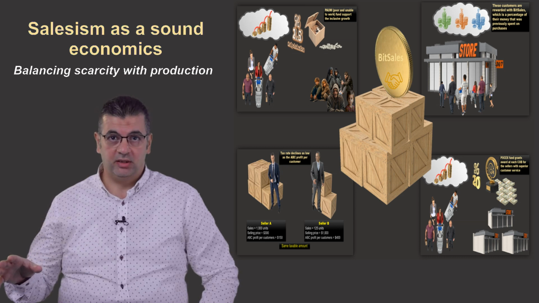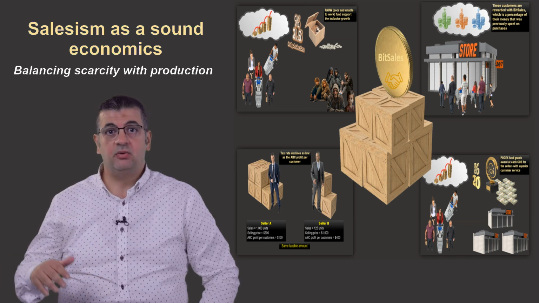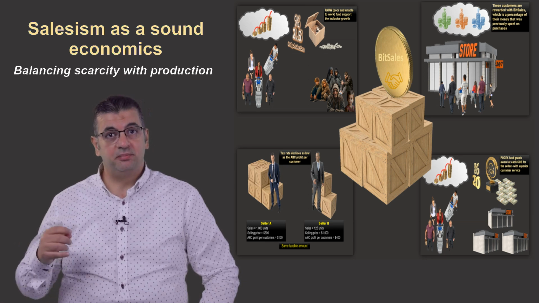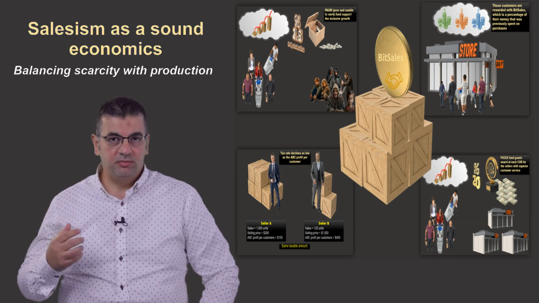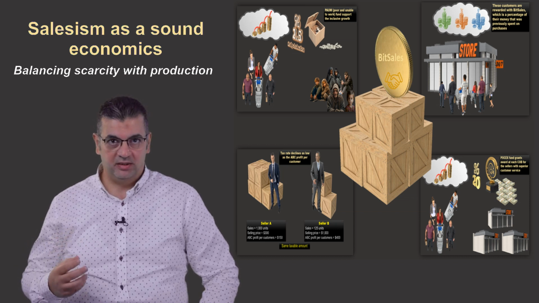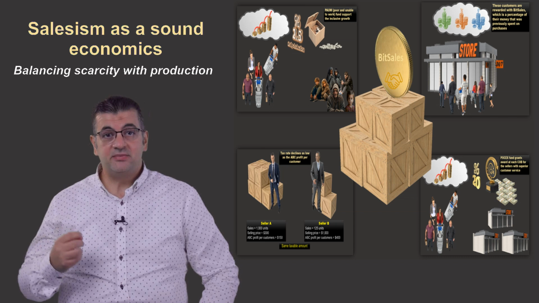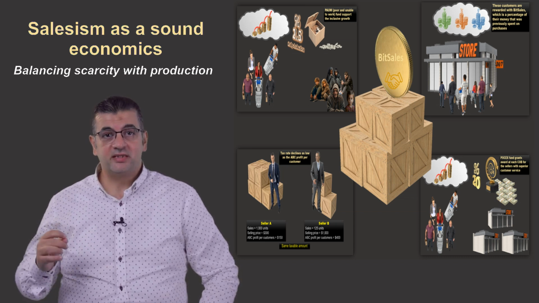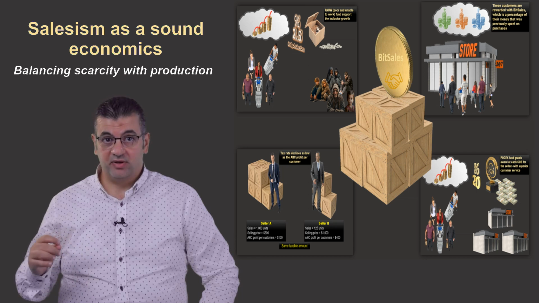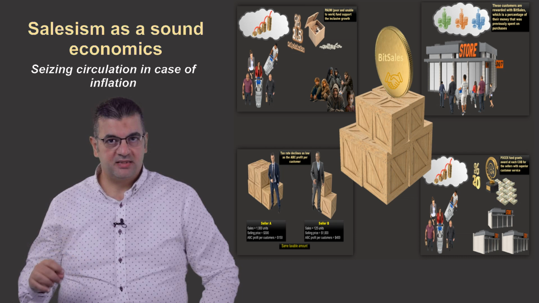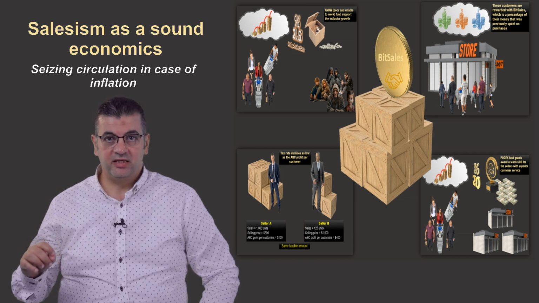Unlike Bitcoin, where scarcity is tied to a mathematical algorithm, bid sales scarcity is derived from people's happiness. Every new bid sales implies a satisfied customer who has been served well. So, bid sales increase as people enjoy their shopping experience. That is the delightful scarcity that bid sales provides. Third, why is Salesism a sound economic system? Seizing circulation in case of inflation.